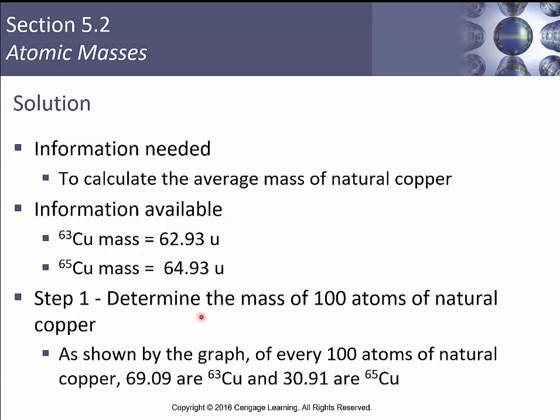Then we're going to determine the mass of 100 atoms of natural copper. Why 100? Because we're talking about percent. Pick a number that's going to make your life easier. Go with 100 atoms. As shown on the graph, of every 100 atoms of natural copper, 69.09 are going to be copper-63, and 30.91 are going to be copper-65.